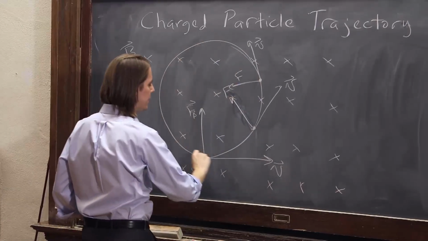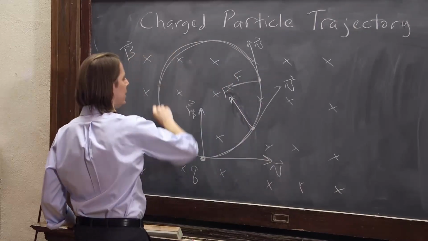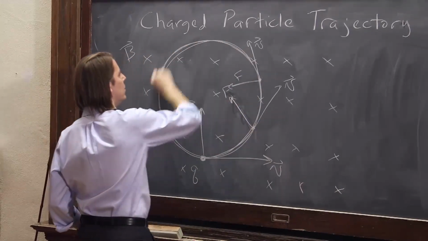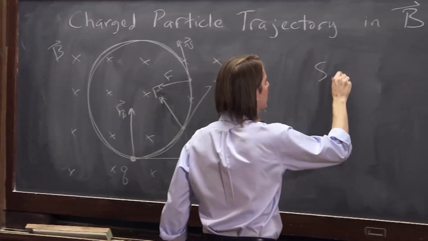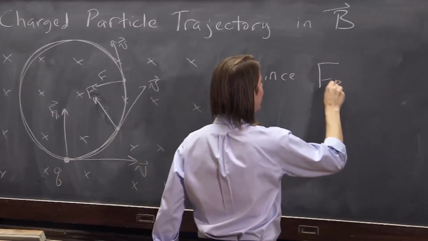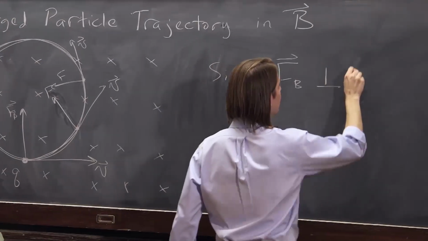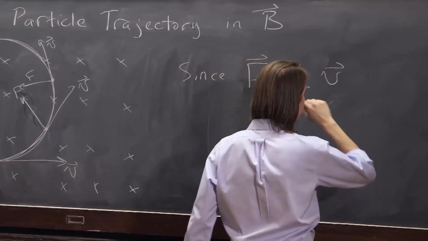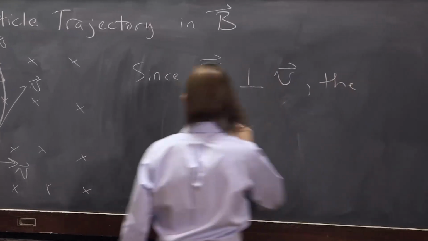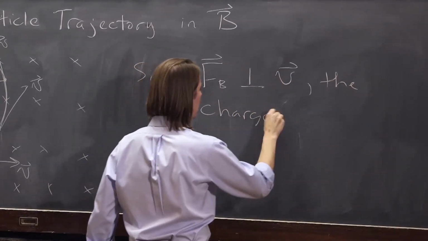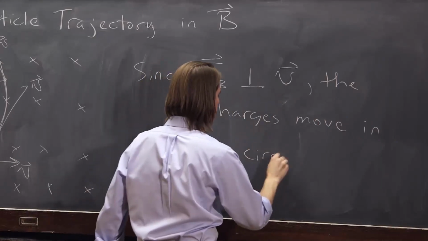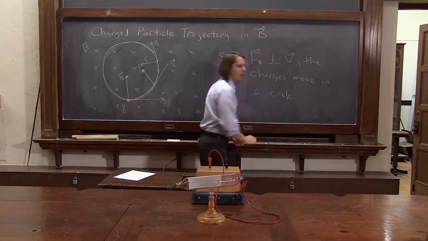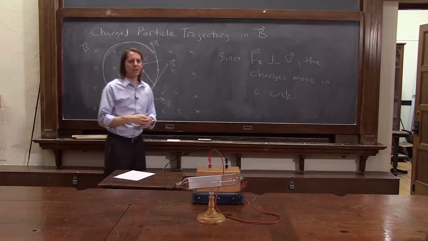It's going to make a circle. And it's just going to go around in a perfect little circle. Because magnetic force is always proportional to the velocity, the charges move in a circle. And they follow all the laws of circular motion that you learned in mechanics.